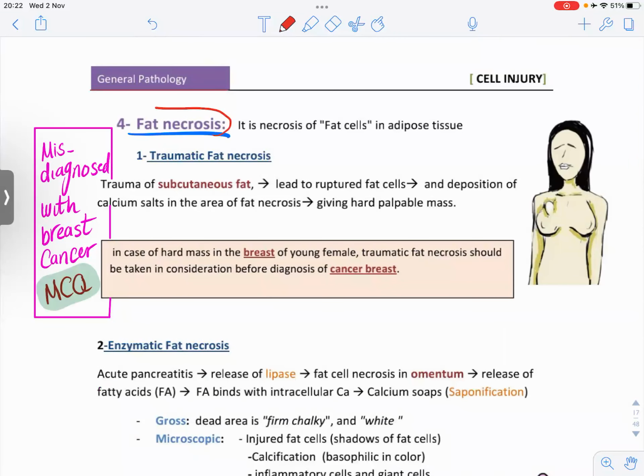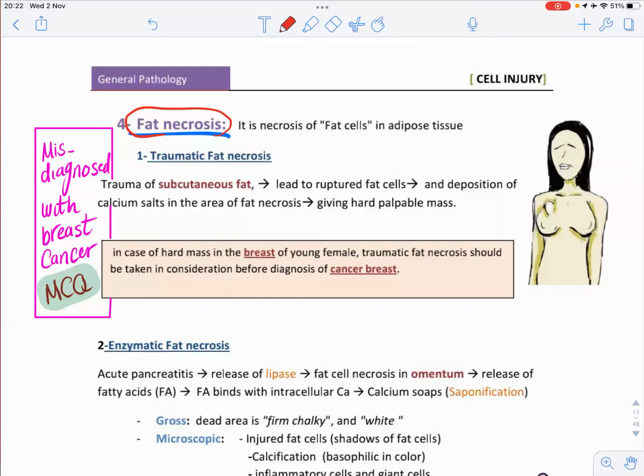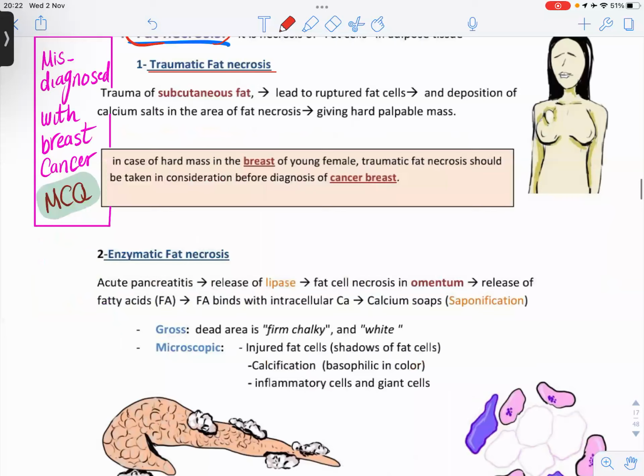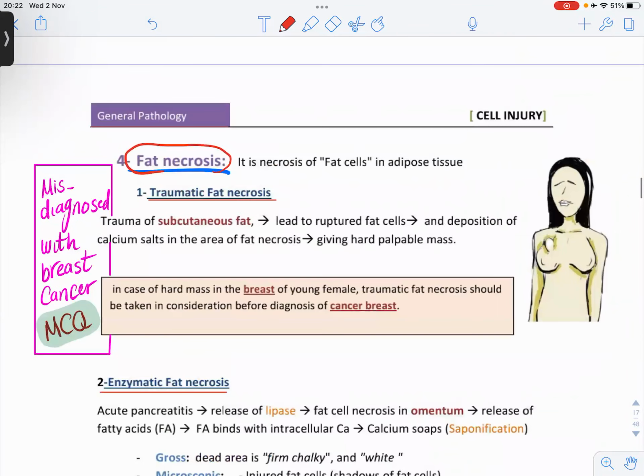The last type of necrosis is called fat necrosis. Fat necrosis can happen due to two causes: trauma, called traumatic fat necrosis, and enzymatic fat necrosis. So fat necrosis is, of course, necrosis in fat cells, in adipose tissue. But why can we get necrosis in fat cells?